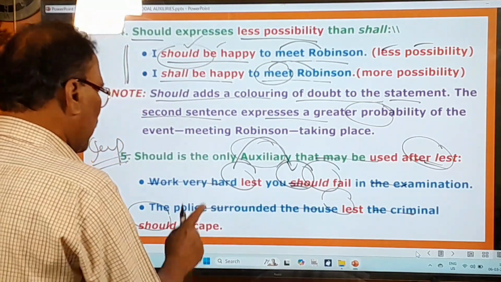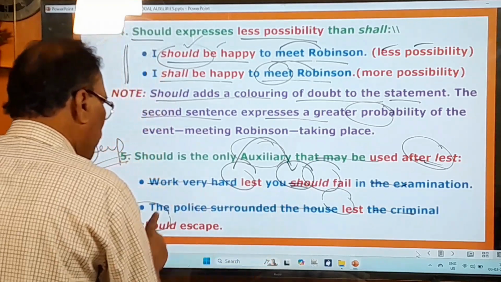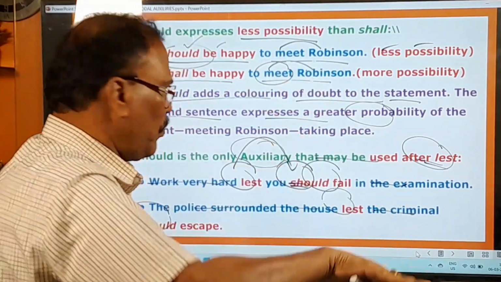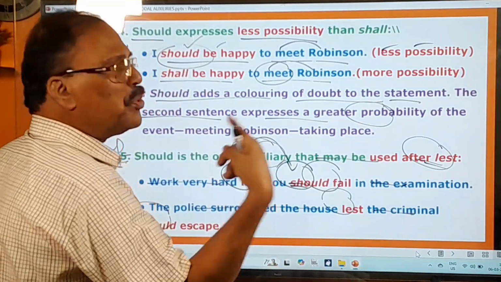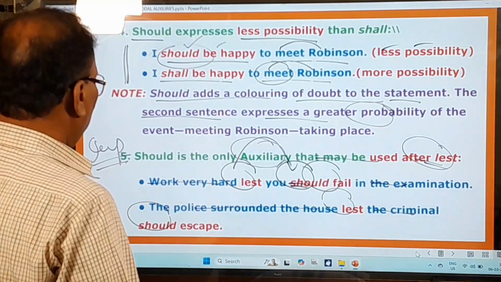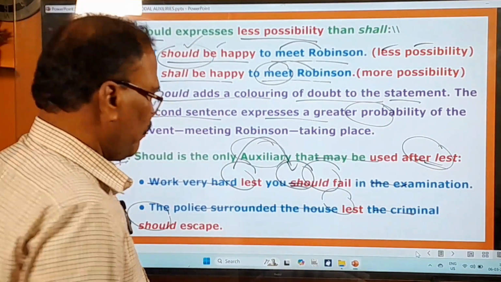And here, what is the meaning of this sentence? The police surrounded the house lest the criminal should escape. They surrounded the house. Right. And Telugu meaning, okay. And now you move on to other uses of the modal auxiliary should.